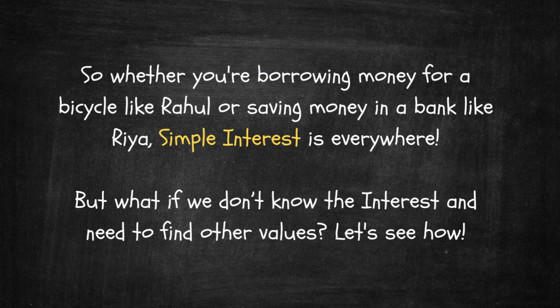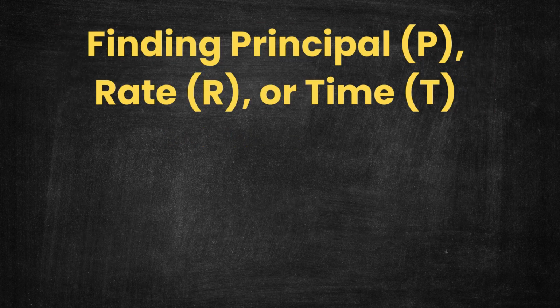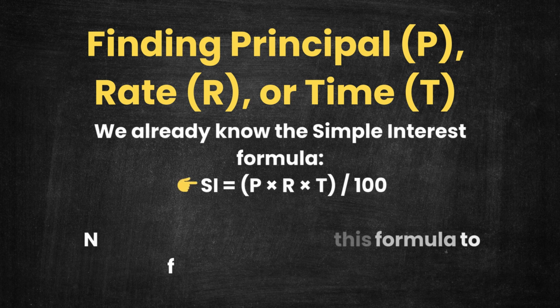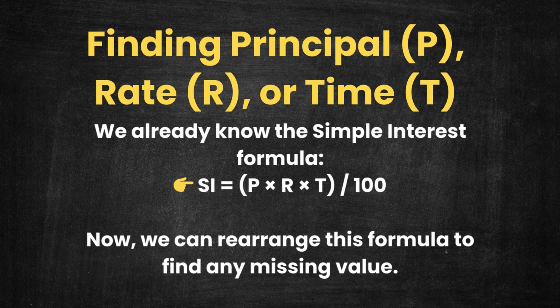So whether you're borrowing money for a bicycle like Rahul or saving money in a bank like Ria, simple interest is everywhere. But what if we don't know the interest and need to find other values? Let's see how. Finding principal, P, rate, R, or time, T. We already know the simple interest formula. Simple interest is equal to P times R times T divided by 100. Now, we can rearrange this formula to find any missing value.